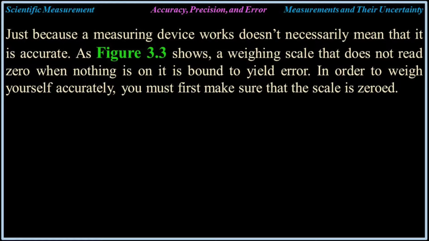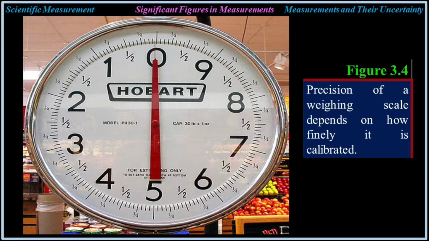Just because a measuring device works doesn't necessarily mean that it is accurate. As figure 3.3 shows, a weighing scale that does not read zero when nothing is on it is bound to yield error. In order to weigh yourself accurately, you must first make sure that the scale is zero. This kind of error is called systematic error, meaning there was something wrong with either the experimental instruments or the procedure that was written down.